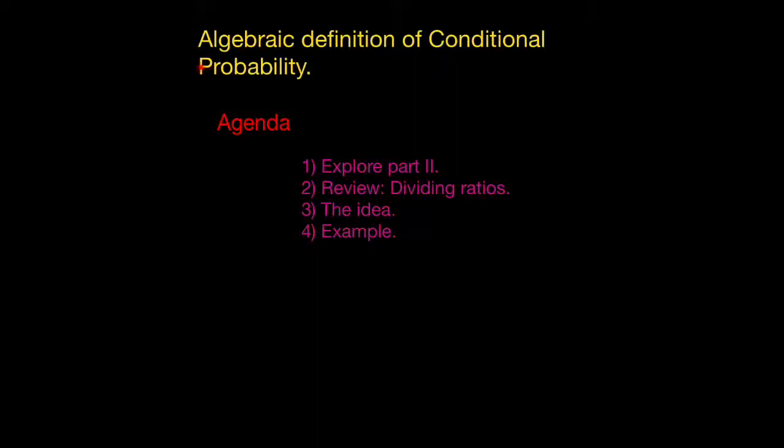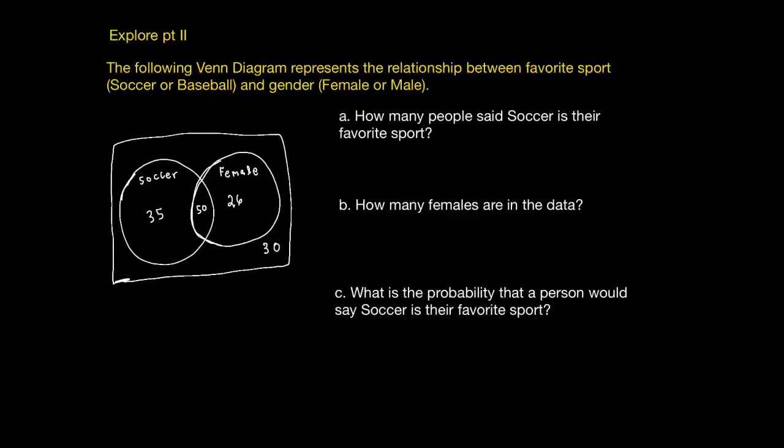Good morning. Today we continue the topic of conditional probability, but this time we're going to add an algebraic kick to it. So the agenda for today is I'm going to first review the Explore Part 2. Then we're going to review how to divide ratios. I'm going to show you the idea on how we create the algebraic definition of conditional probability, and then we'll apply it with some examples. So let's begin with the Explore Part 2.